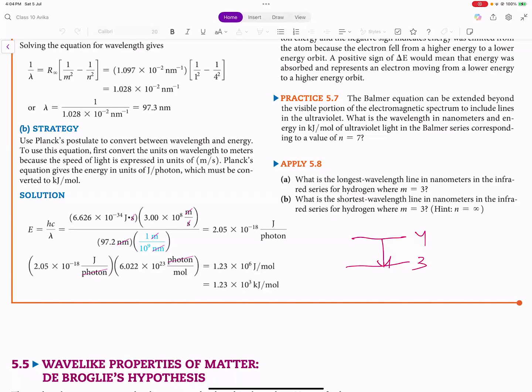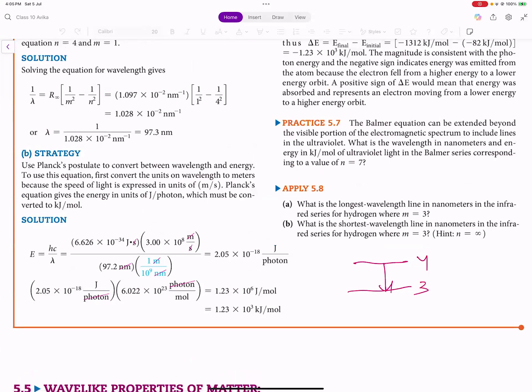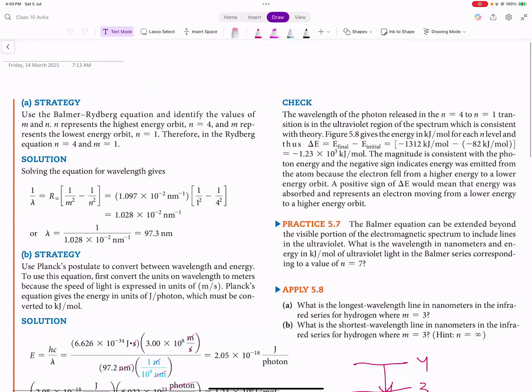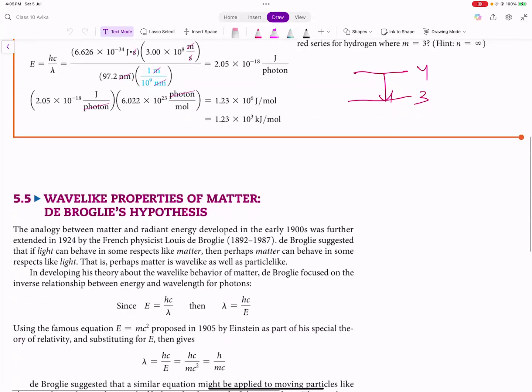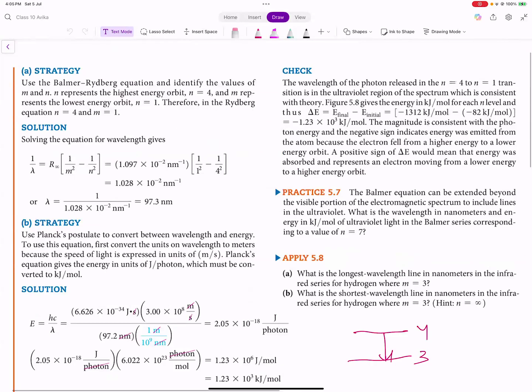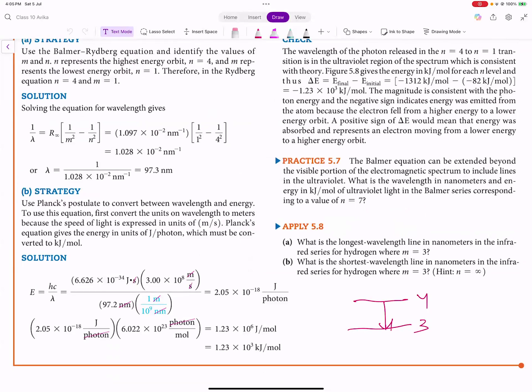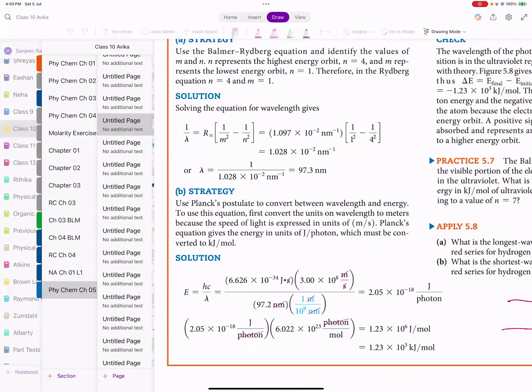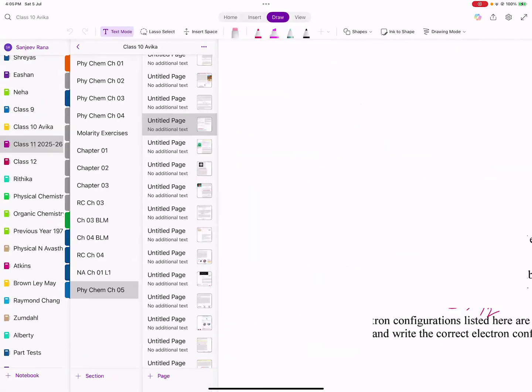So we were somewhere here, right? 5.7, and we were also doing questions from the exercise. Right. So we'll go further, but first let's continue this. Okay. So I'll just pick.